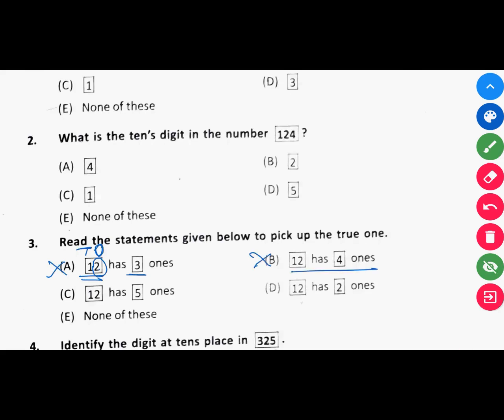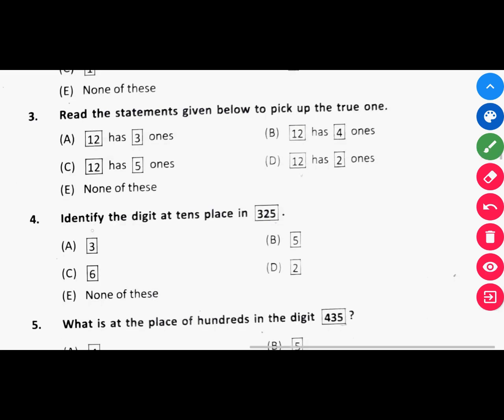12 has 4 ones. This is also wrong, because we know that 12 has 2 ones. C: 12 has 2 ones. Yes, it has 2 ones. So option D is the correct answer.